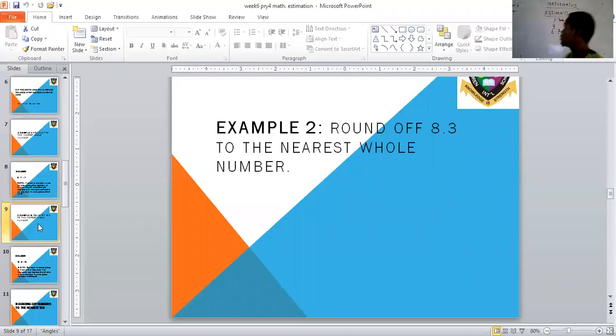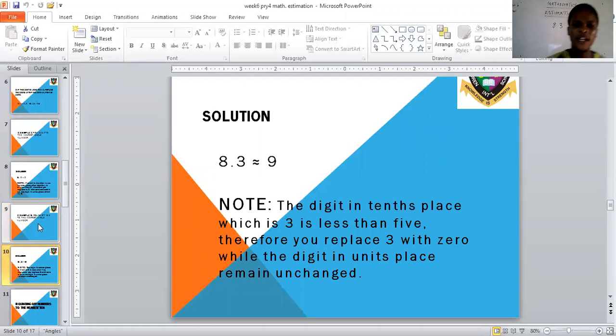Now, let's move to the second example. I believe by now you are getting what we are doing here. Example 2 says, round off 8.3 to the nearest whole number. Again, round off 8.3 to the nearest whole number. How do you round this off to the nearest whole number? Just like we did the other time. Now, we're having 8.3. Let's quickly look at the way they solved it. Note that the digit in the 10th place is 3.